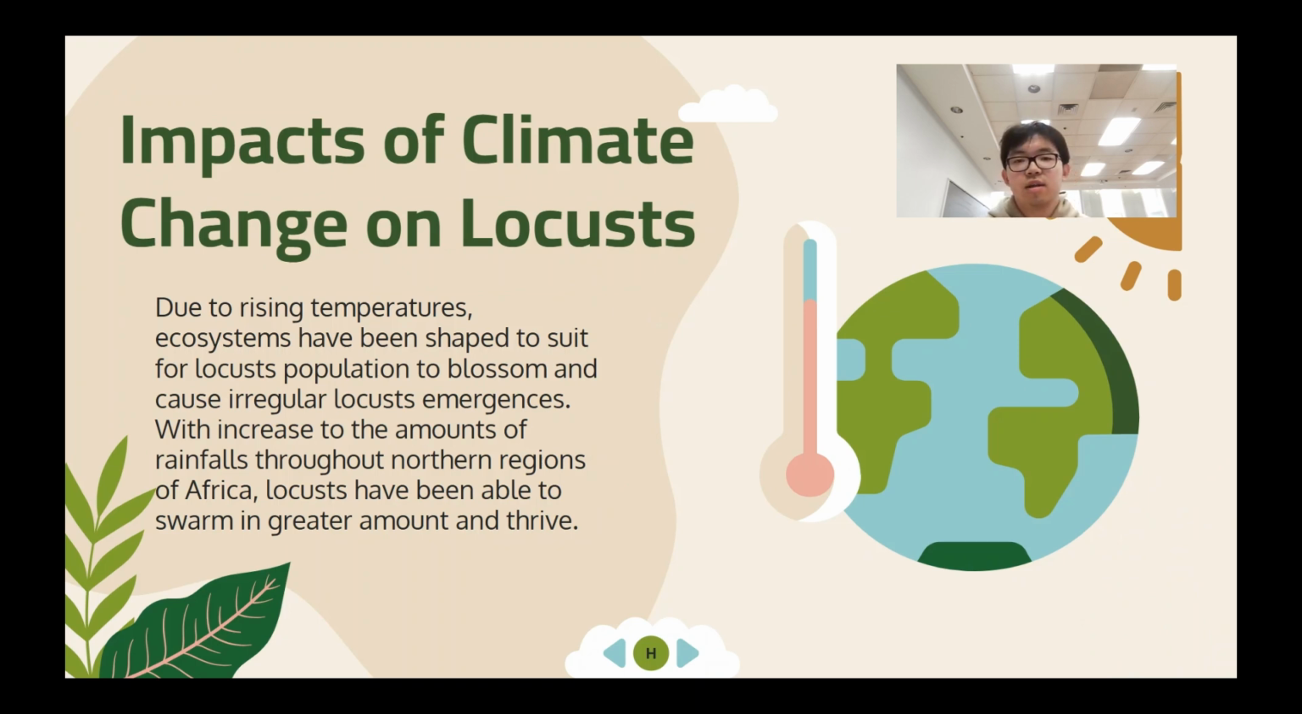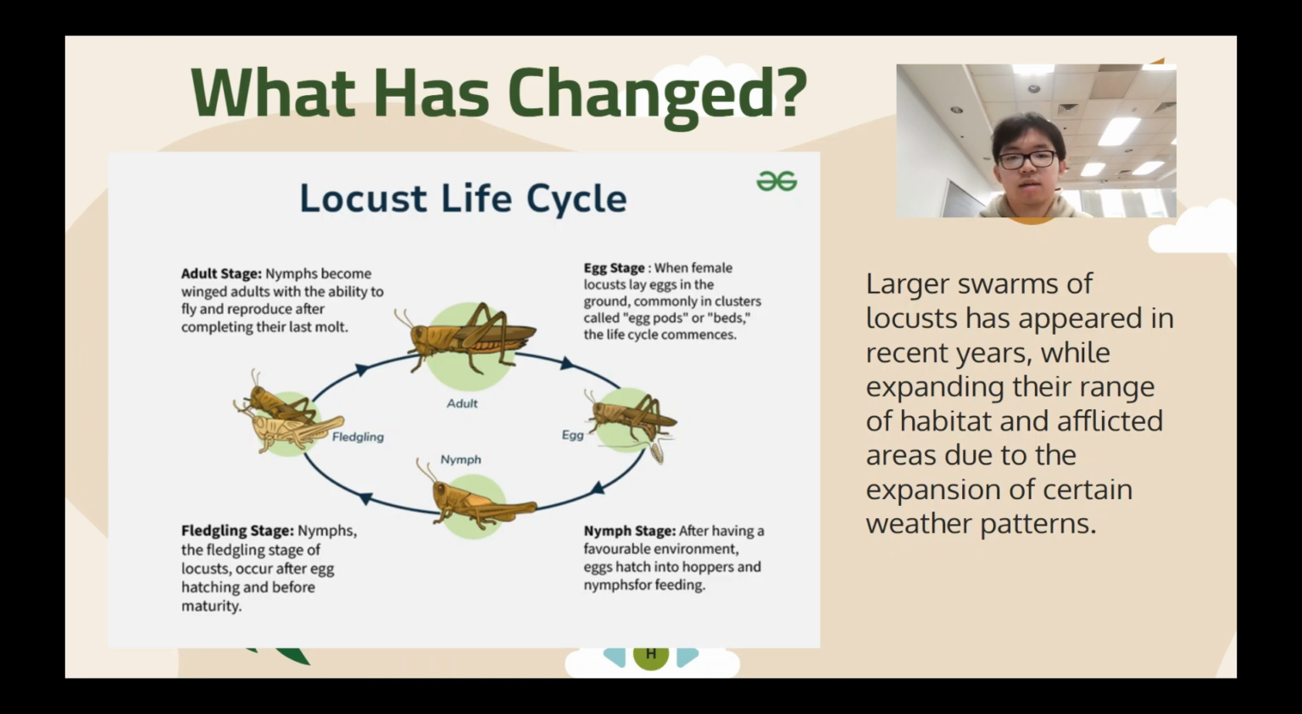And what has changed? Here we can see the life cycle of locusts, where after a favorable environment, which is rainfall, they're able to grow and swarm. Larger swarms of locusts have appeared in recent years, expanding the habitat due to climate change. The areas being afflicted have also changed due to the expansion of certain weather patterns that have favored their growth.